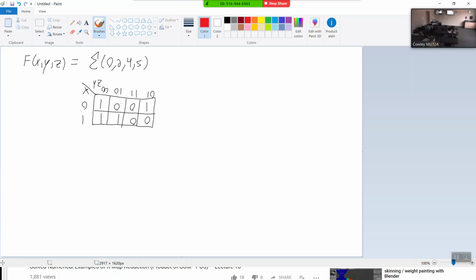Now, we want to pair up the ones, and so they use a logical connection. Putting these two together. And then they use the logical connection of these right here.